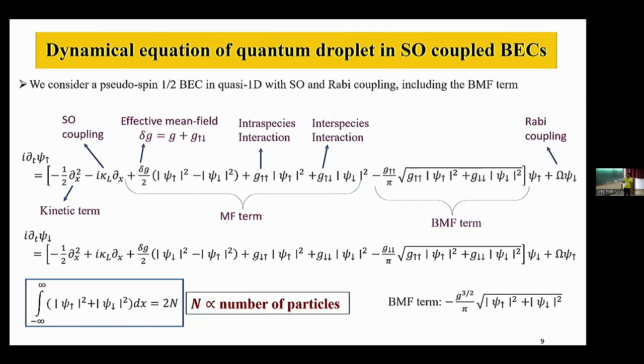And this term is coming from the beyond mean field term, or LHY term, which is negative in 1 dimension and positive in 2 and 3 dimensions. And then we have the Rabi coupling and the spin-orbit coupling. And we are working with binary species. And here we can tune the number of particles with this normalization in the system.